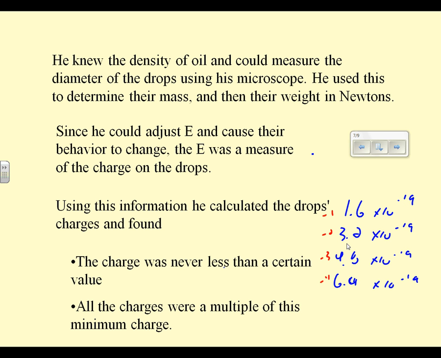So when the charge was 3.2, it meant that it had 2 extra electrons. When it was 4.8, it meant that it had 3 extra electrons, and so on. It would never really have more than 4. Atoms tend not to gain more than 4 electrons. He concluded that the minimum charge was 1.602 times 10 to the minus 19.